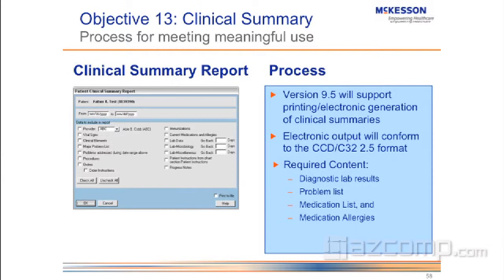So if it's going to be vitals, clinical elements, major problem list, and so on. There's a check all and an uncheck all button so that you can check all and it'll include everything. The required content to pull onto that is diagnostic lab results, problem list, and medication allergies. You have to give this to the patient within 3 days of them having their progress note or coming into the office.